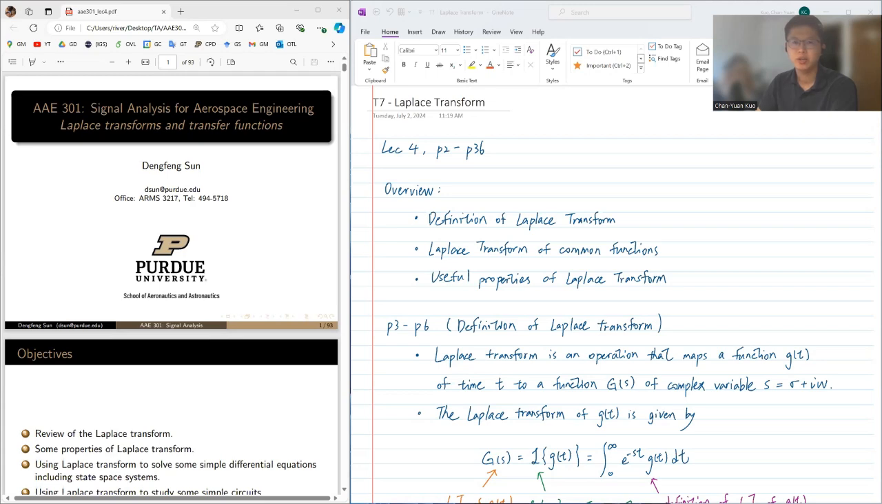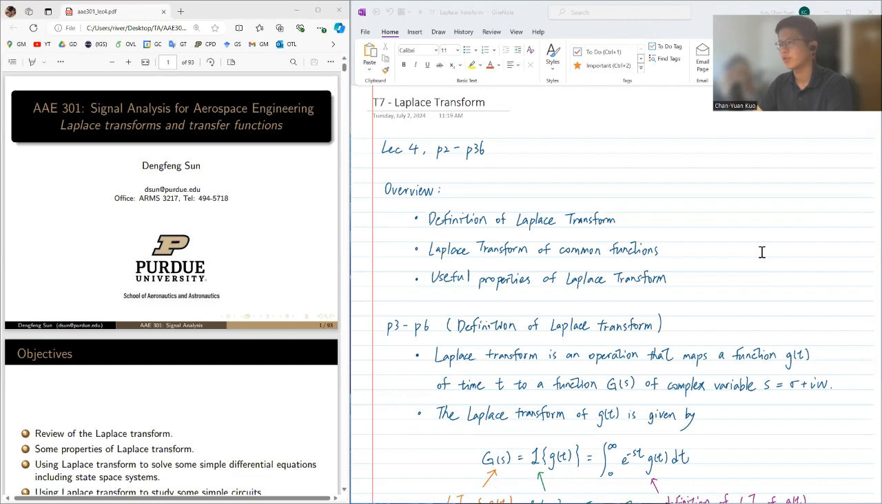In today's lecture, we will be talking about the Laplace transform. In particular, we will review the definition of the Laplace transform and go through the Laplace transform of some common functions, as well as some useful properties of the Laplace transform.